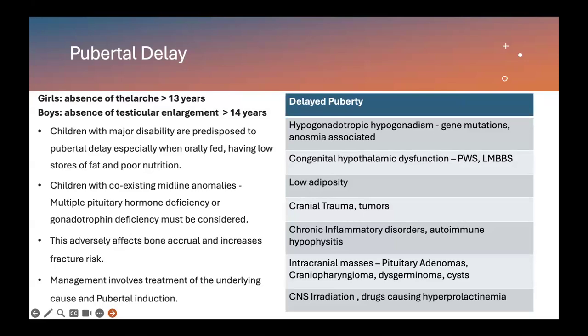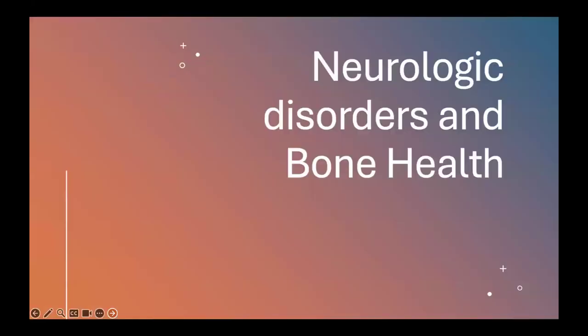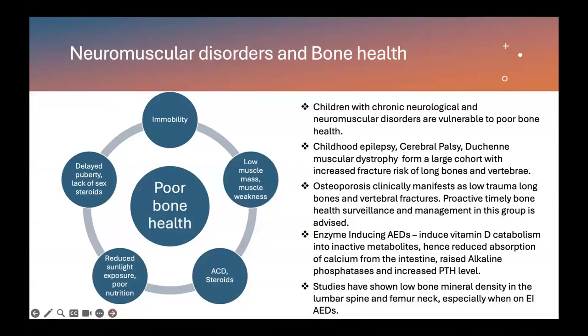Neurological disorders and bone health is another important topic. Children with chronic neurological and neuromuscular disorders are vulnerable to poor bone health. We've just discussed that childhood epilepsy, cerebral palsy, and Duchenne's muscular dystrophy form a large cohort of children with increased fracture risk due to secondary osteoporosis. They often present with long bone fractures and vertebral fractures. Many of them may not be able to effectively communicate about the pain as well.